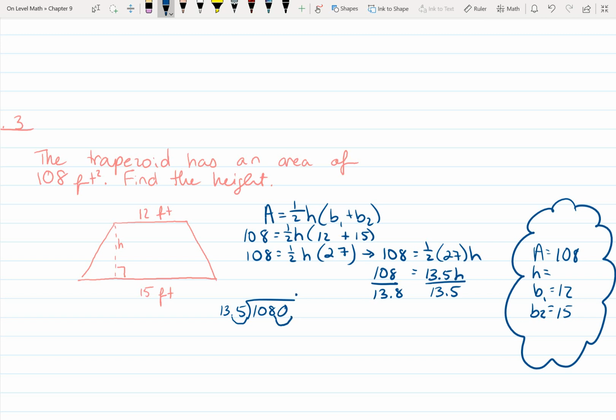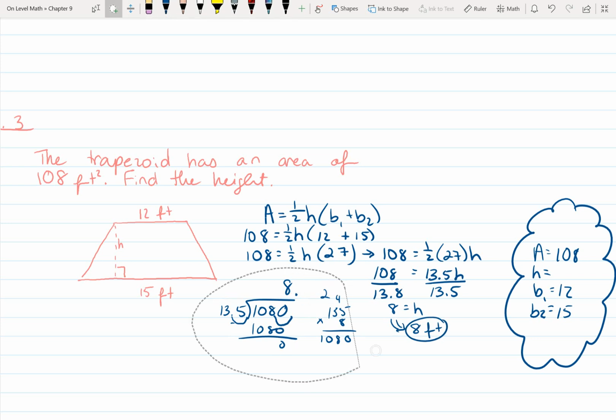Now 135 going into 1080 is kind of a good guess, so let's go ahead and take a guess. Let's see, maybe 8 times, so 135 times 8. 8 times 5 is 40. 8 times 3, we've got 24, plus 4 is 28. 8 times 1 is 8, 9, 10. Hey, look at that. So 8 times 135 is 1080. So our final answer here is 8 equals h. And it's not just 8, it is 8 feet.